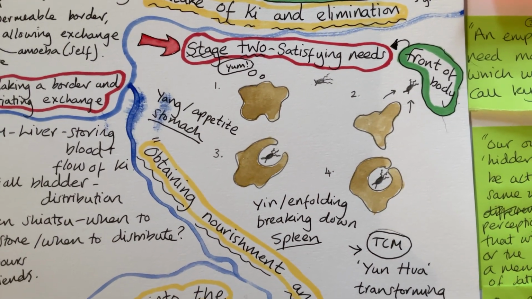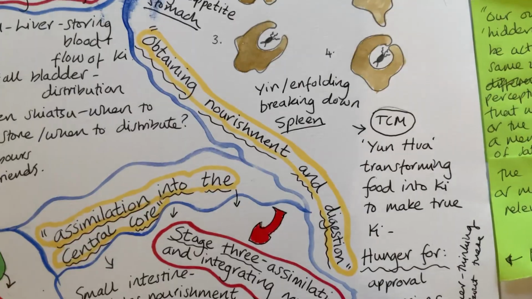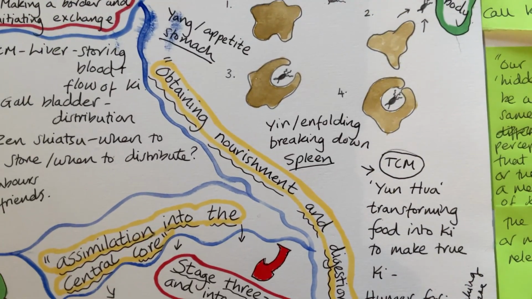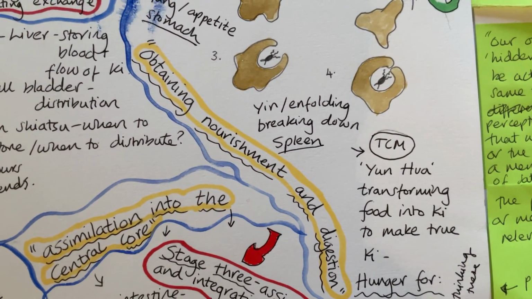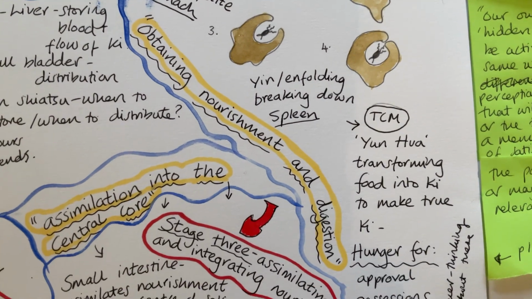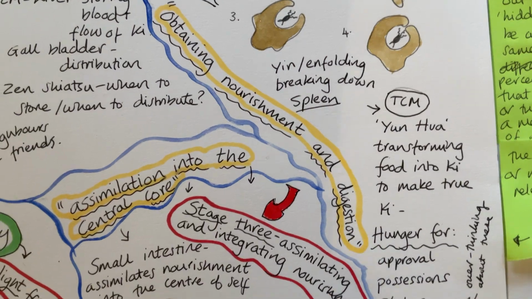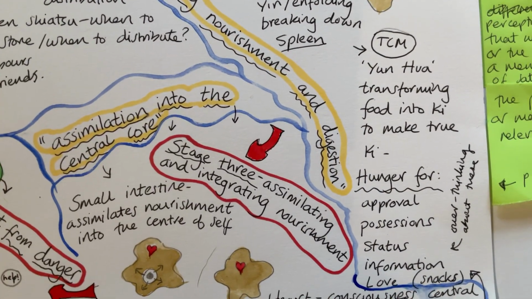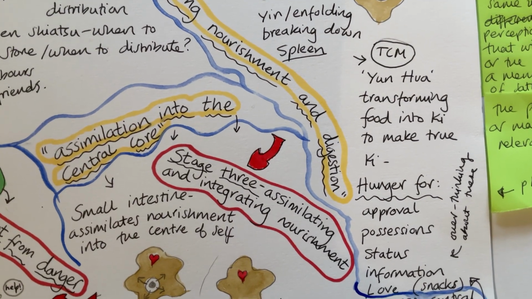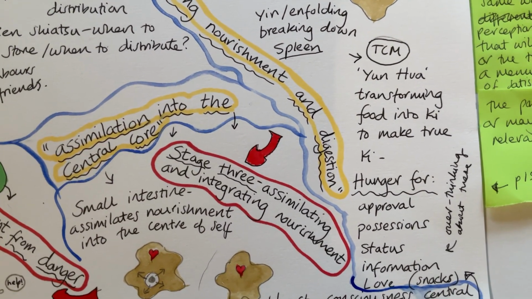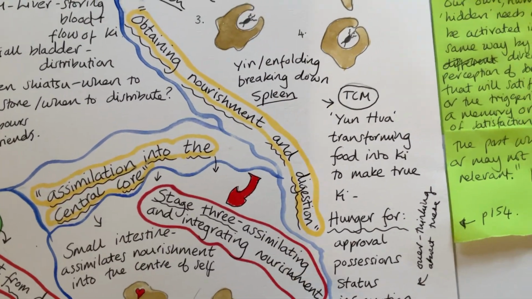So stage 2, catchphrase from Masanaga, is obtaining nourishment and digestion. In traditional Chinese medicine, Beresford Cook states that this is called the Yun Hua, which is transforming food into qi to make true qi. She also says this hunger may be for not just food, but for approval, possession, status, information, or love. And this relates to overthinking, possibly about any of these.